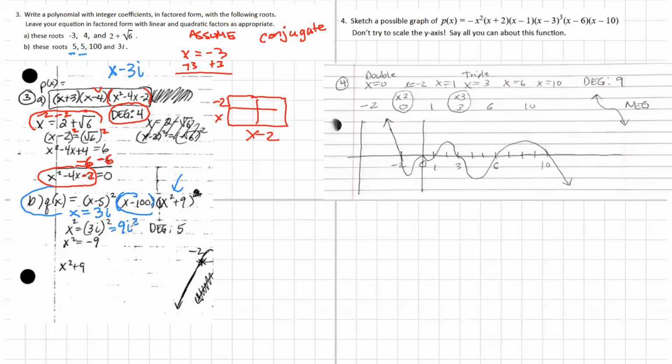You should show me that you know this. i squared we know is -1, right? 9 times -1 is -9. So x squared equals -9. Then we're going to add 9 to both sides to get 0. So the last factor is x squared plus 9, and that goes right there, x squared plus 9.